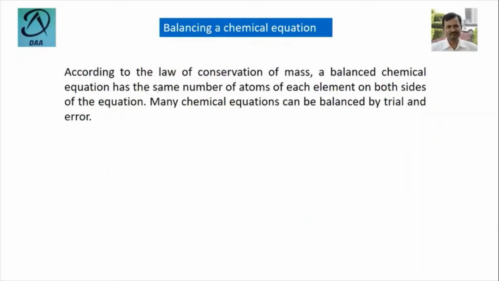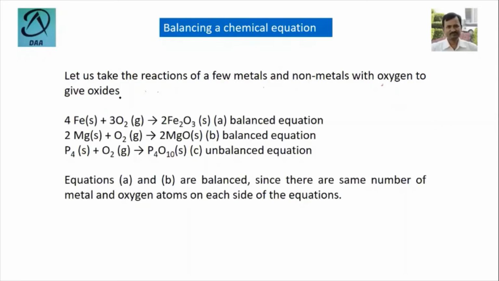Now, balancing of a chemical equation we will discuss. According to the law of conservation of mass, a balanced chemical equation has the same number of atoms of each element on both sides. That means in an equation, the left side and the right side, the number of atoms will be the same. Many chemical equations can be balanced by the trial and error method.